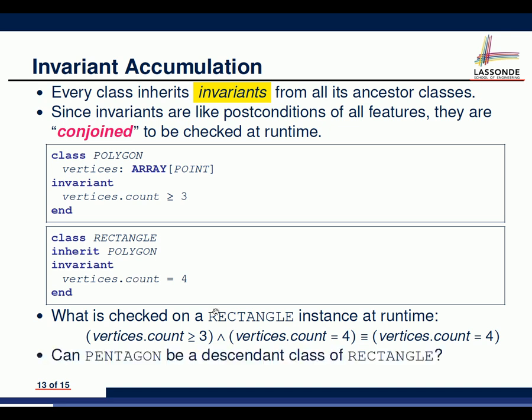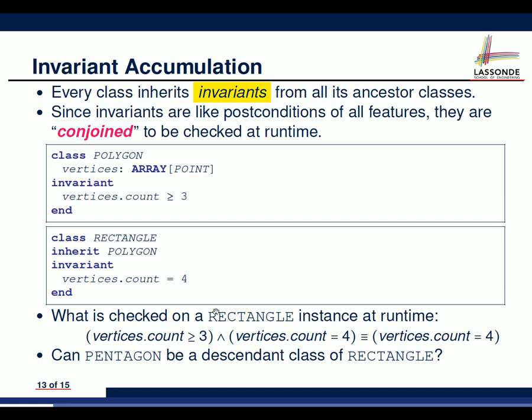So now a question for you. It's basically a design decision. Can pentagon be a descendant class of rectangle? Well, intuitively, of course not, right? But how can you judge logically? You know what a pentagon is, right? Hopefully. Let's try to judge logically before I show you the answer. Let's do a little bit of logical practice here.